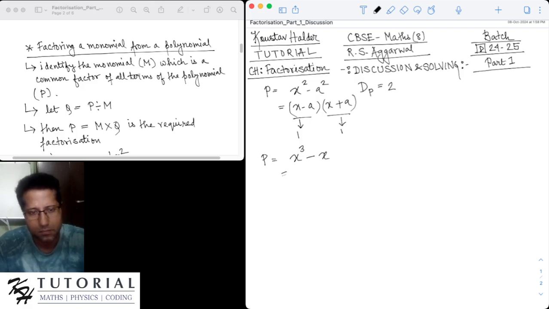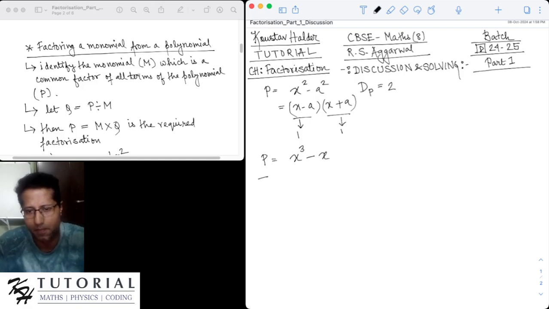When we say how do we factor a monomial from the polynomial, it means that first we have to identify the common factor from all the terms. We have to see all the terms, and they must have a common factor. For example, in this polynomial x cube minus x, we can see that x is a common factor to all the terms.